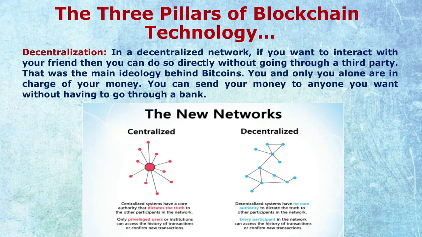In a decentralized network, if you want to interact with your friend, then you can do so directly without going through a third party. That was the main ideology behind Bitcoin. You and only you alone are in charge of your money. You can send your money to anyone you want without having to go through a bank.